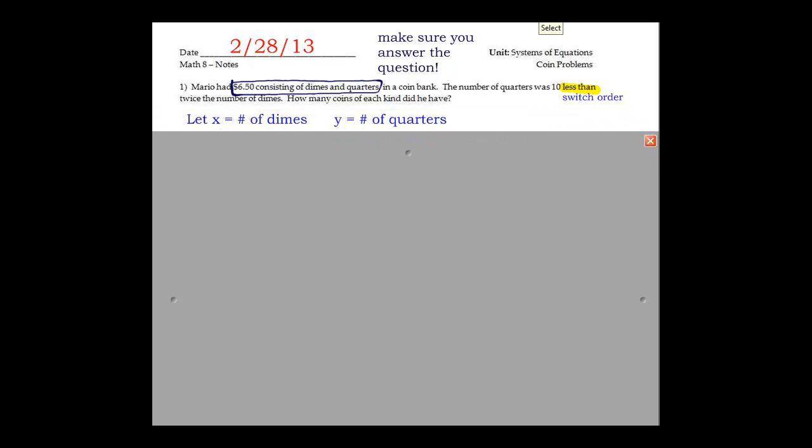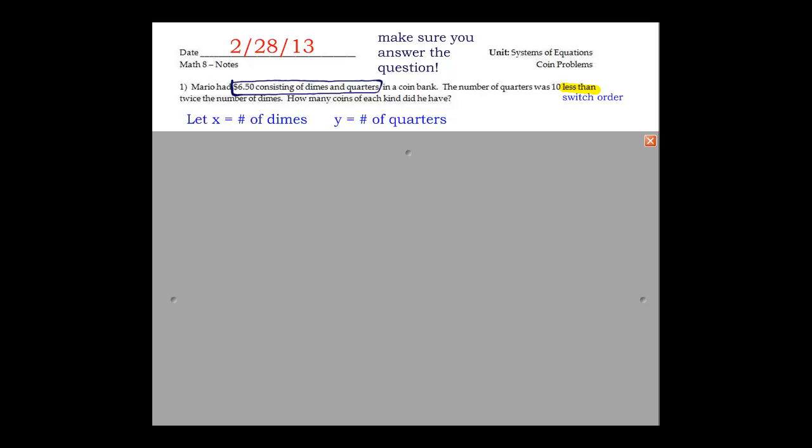So let's look at the first sentence. In looking at the first sentence, you will find your first equation. So $6.50 consisting of dimes and quarters. Now if we look down, I will have to have a let statement. You have to indicate which of your two variables is going to be dimes and which will be quarters. So there is my let statement. Take a moment and write that down in your notes.